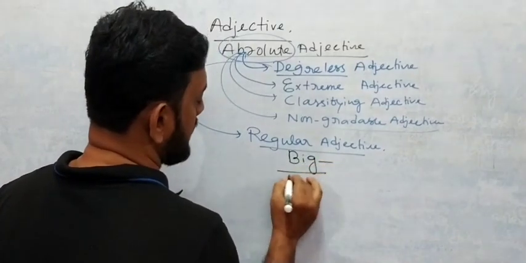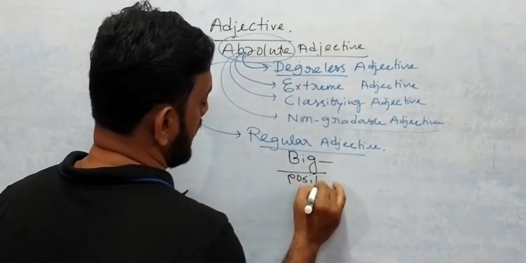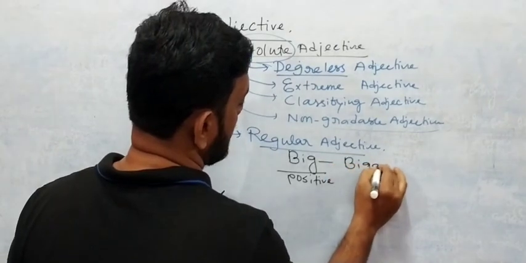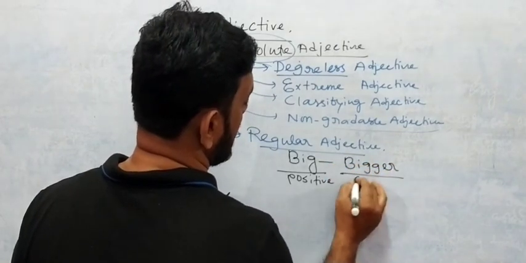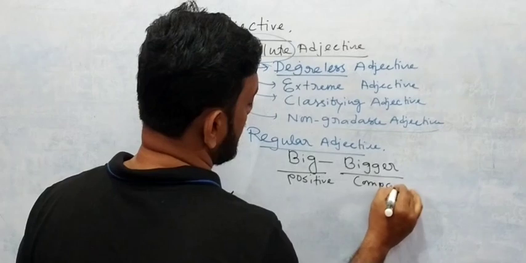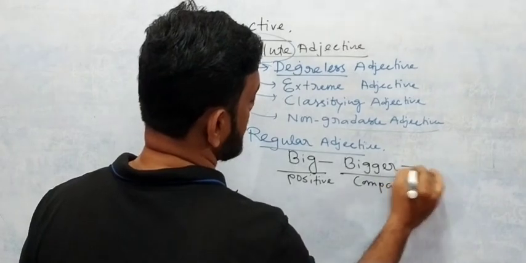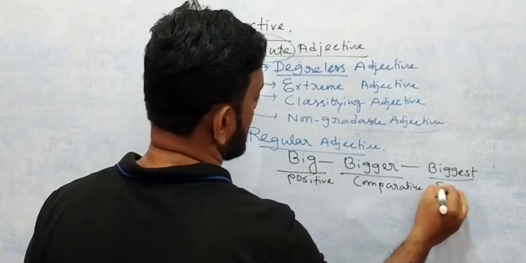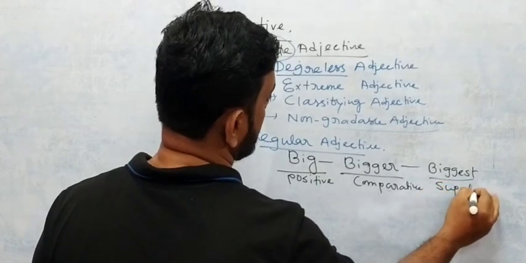Big is a positive degree, positive. And what would be the comparative of this word? Bigger. Big, bigger, it is the comparative form, comparative. And the last one is the biggest. Yes or no? It is the superlative form, superlative.